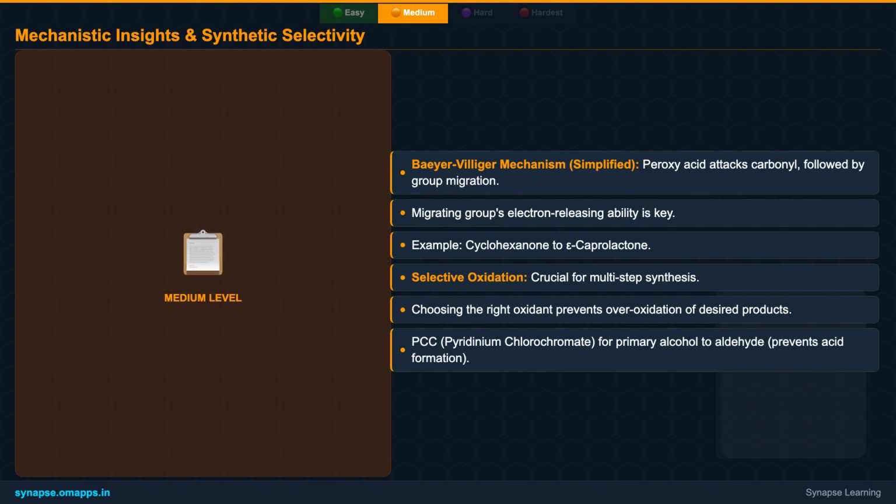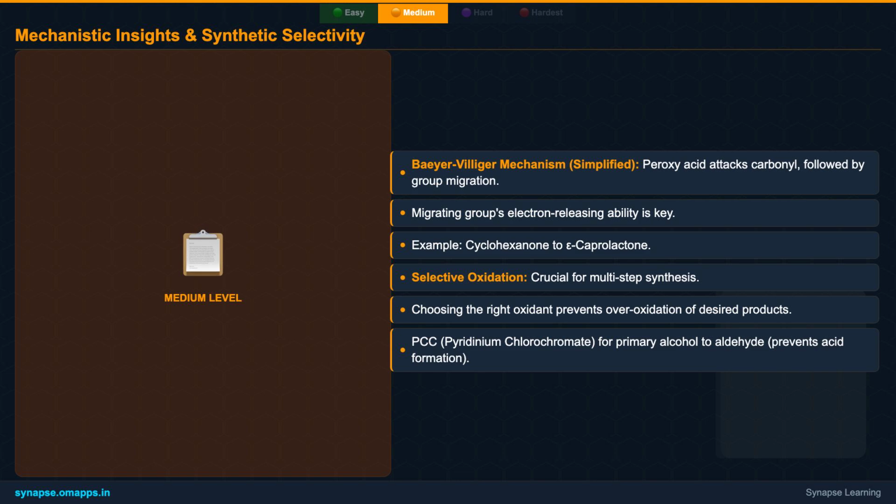Generally, hydrogen migrates most easily, followed by tertiary alkyl groups, then secondary, phenyl, primary, and finally methyl. This preference is based on the group's ability to stabilize a positive charge during migration. Understanding this helps predict the product of an unsymmetrical ketone's oxidation.